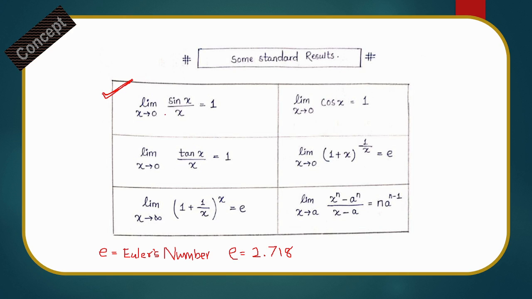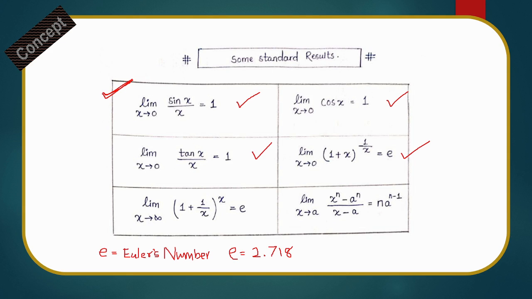So limit x tends to 0, sin x by x equal to 1. Limit x tends to 0, cos x equal to 1. Limit x tends to 0, tan x by x equal to 1. Limit x tends to 0, (1 plus x) to the power 1 by x equal to e.